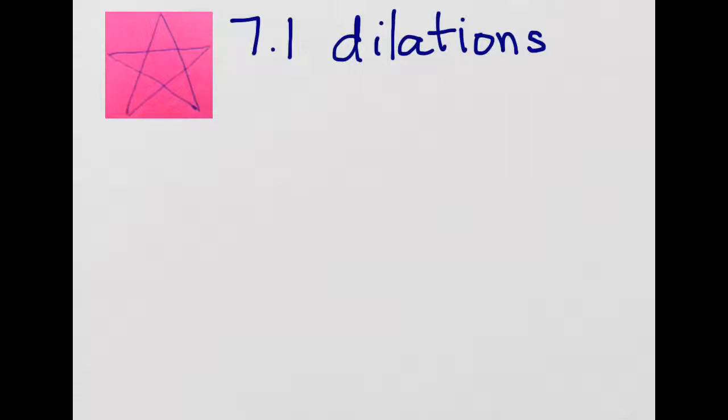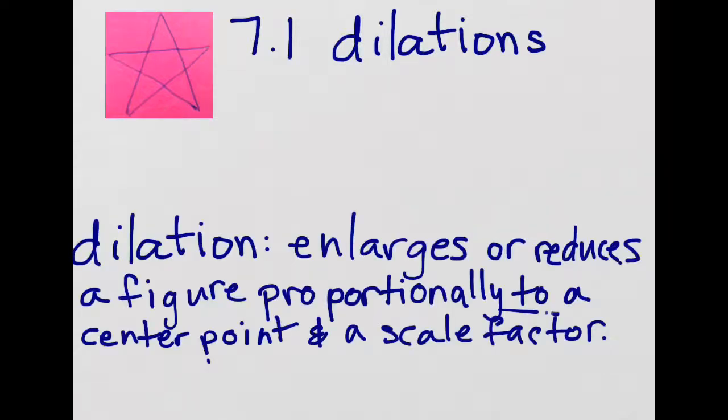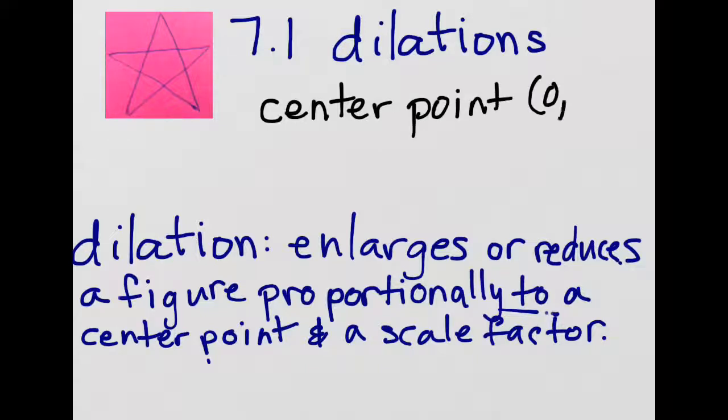And let's go ahead and define dilation really quick. So a dilation enlarges or reduces a figure proportionally to a center point and a scale factor. Now your center point for your homework is always going to be the point 0, 0. The book likes to call that the origin sometimes.